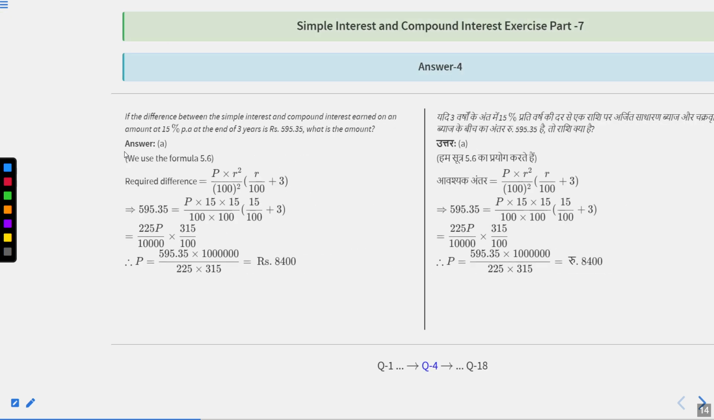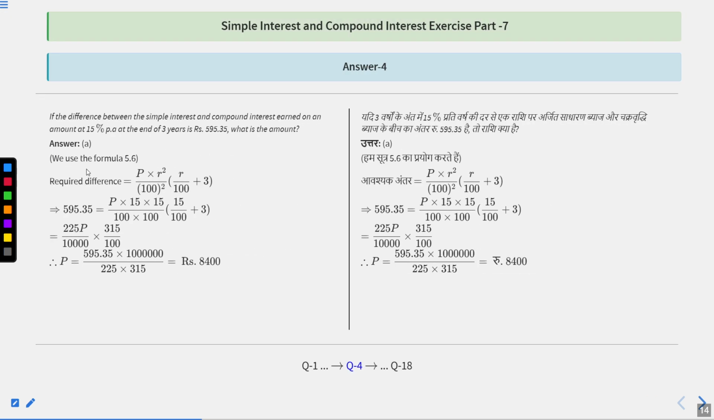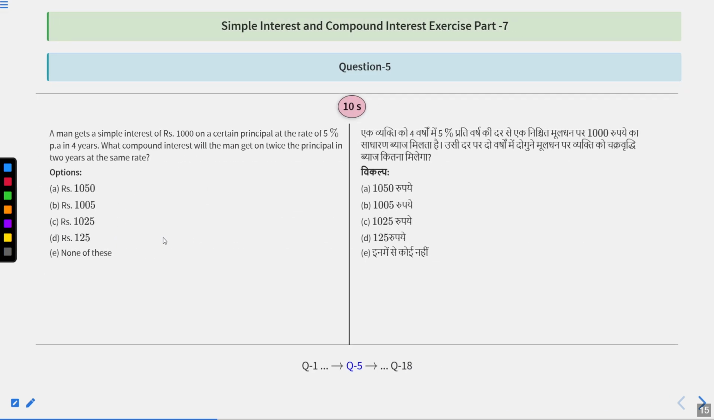Now time's up. Let's see the solution. Now we know the formula for the 3-year difference between compound interest and simple interest. So we use this formula: P R squared upon 100 squared into (R upon 100 plus 3). We put these values in this formula and we get the value of P. So it will become 225P upon 10,000 multiplied by 315 upon 100. When we calculate it, we get the value of P, which is 8,400 rupees. Clear? Next one.